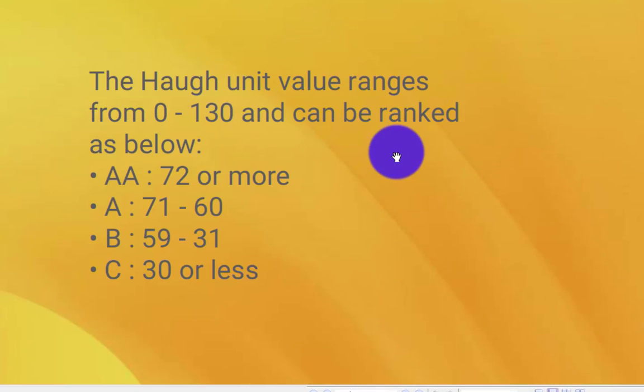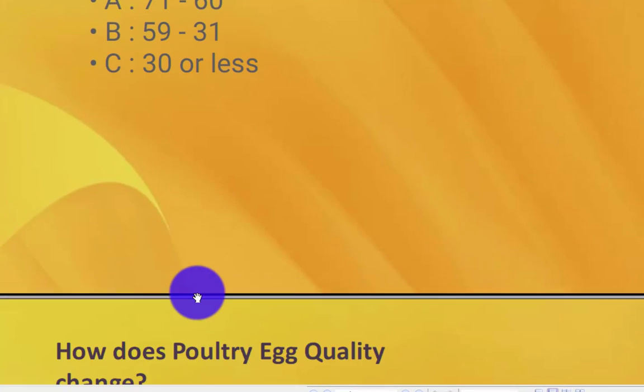The Haugh unit value ranges from 1 to 130 and can be ranked as below. Grade AA, which has a higher price in the market, has a Haugh unit of 72 or more. Grade A is 71 to 60. Grade B is from 59 to 31. Grade C is 30 or less.